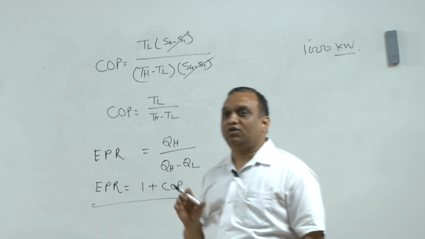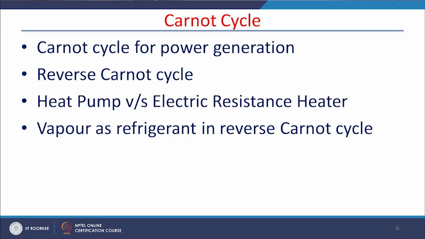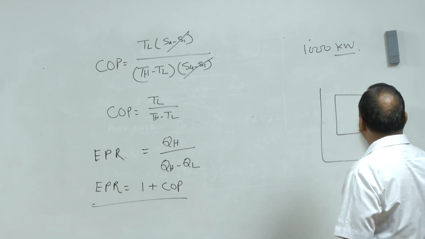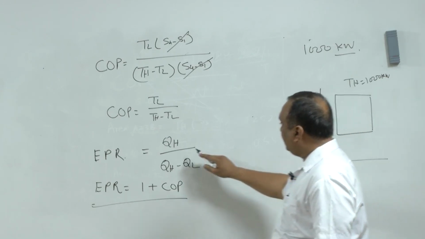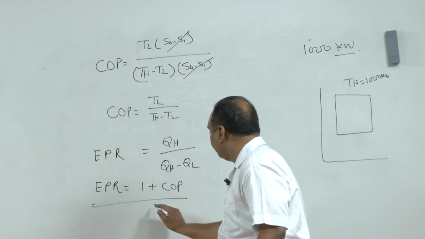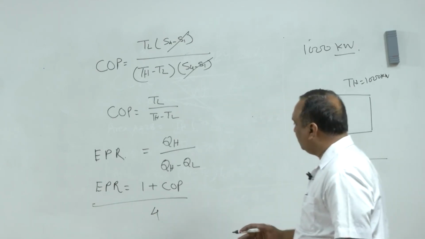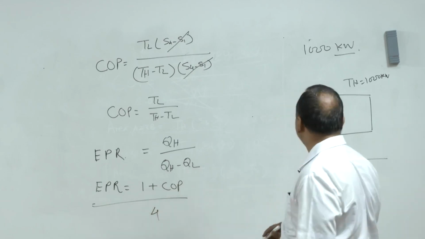Instead of using a 1000 kilowatt heater, if you use a reverse Carnot cycle for the heat transfer of 1000 kilowatt. So let's go back to the Carnot cycle again. So this QH is 1000 kilowatt, right? And EPR, energy performance ratio, for the cycle, let us say it is 4, because COP of refrigeration cycle is normally 3. So energy performance ratio of heat pump, let us take 4.